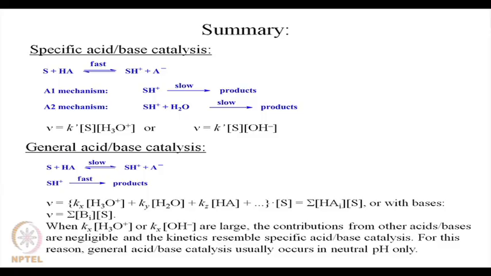Also, when the acid concentration or the OH minus concentration is large, the contribution from the other components becomes negligibly small, and therefore the kinetics resemble specific acid base catalysis. But in general, general acid base catalysis usually occurs in the vicinity of neutral pH.